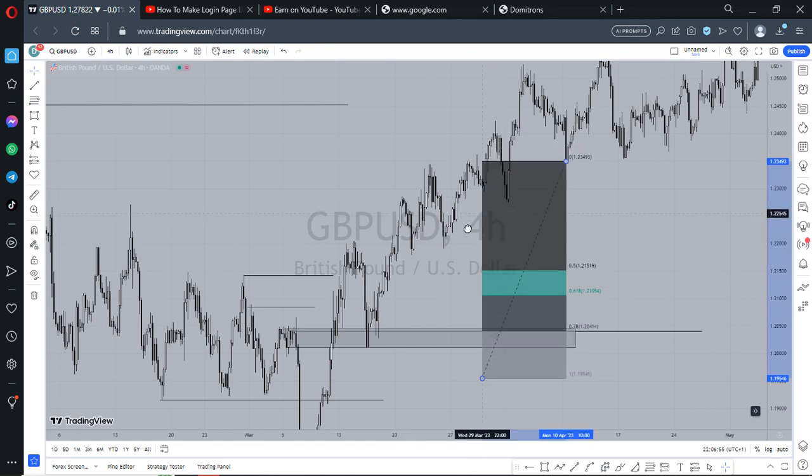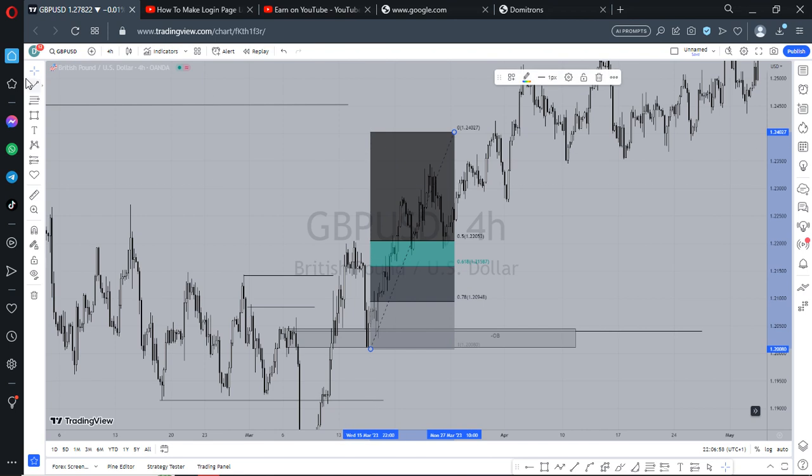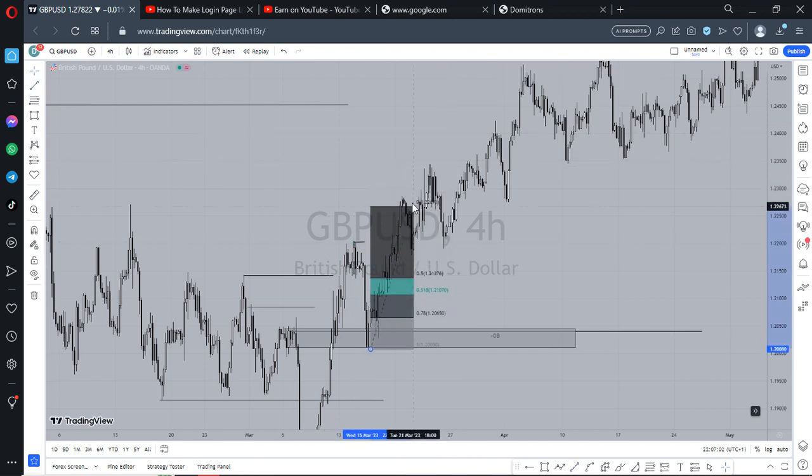Alright, so the first one, now we happen to have a breaker structure right here, right? And we have a swing high. So this is the high, this high right here.